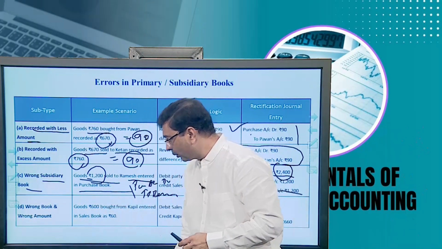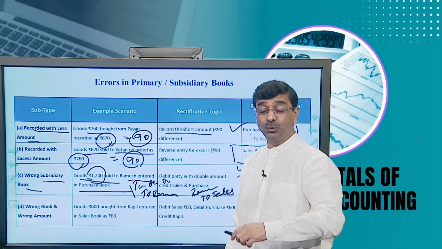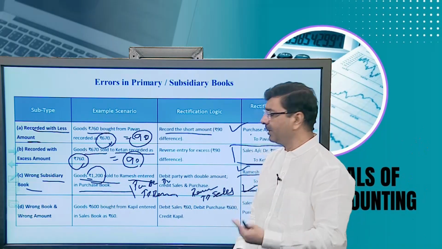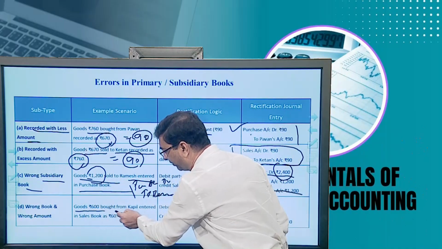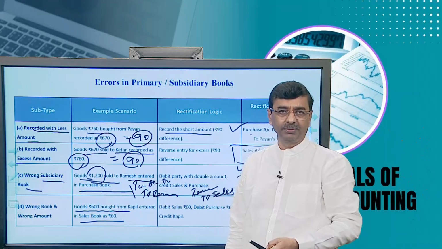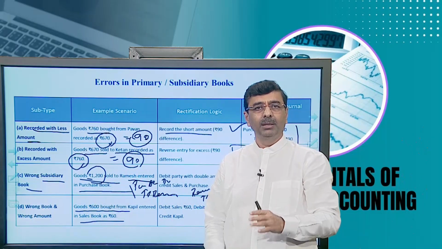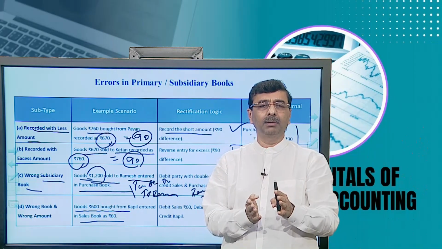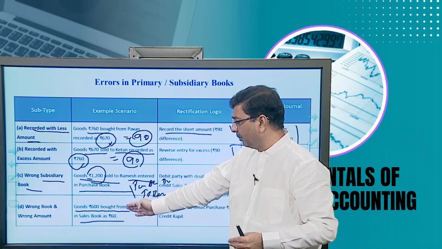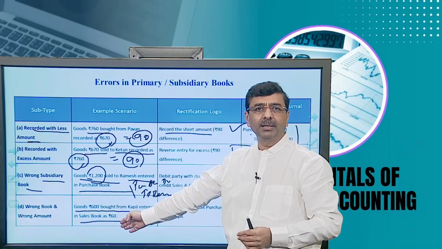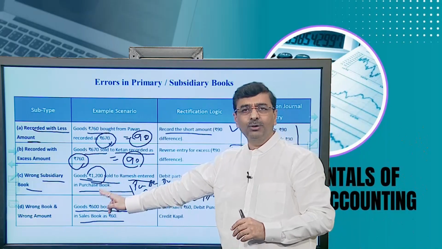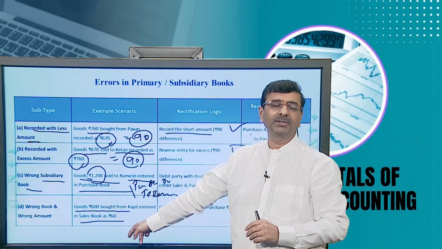Wrong books and wrong accounts. Actually, two things were wrong. The amount was wrongly recorded as well as the book. Goods of rupees 600 bought from Kapil were entered in the sales book with 60 rupees. So there are two mistakes. One is that the correct book was not identified, because the goods were actually purchased, but it was wrongly considered and recorded in the sales book. So that is wrong. The second mistake is that the actual purchase was 600, but it was recorded as 60 rupees.